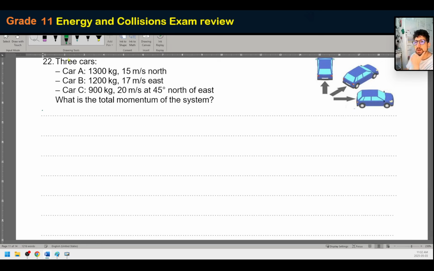So car A, the components of the momentum are, let's see, it is traveling in the north direction. So I'm just going to make a small tiny diagram, you know, I'm still getting used to this. Not bad.